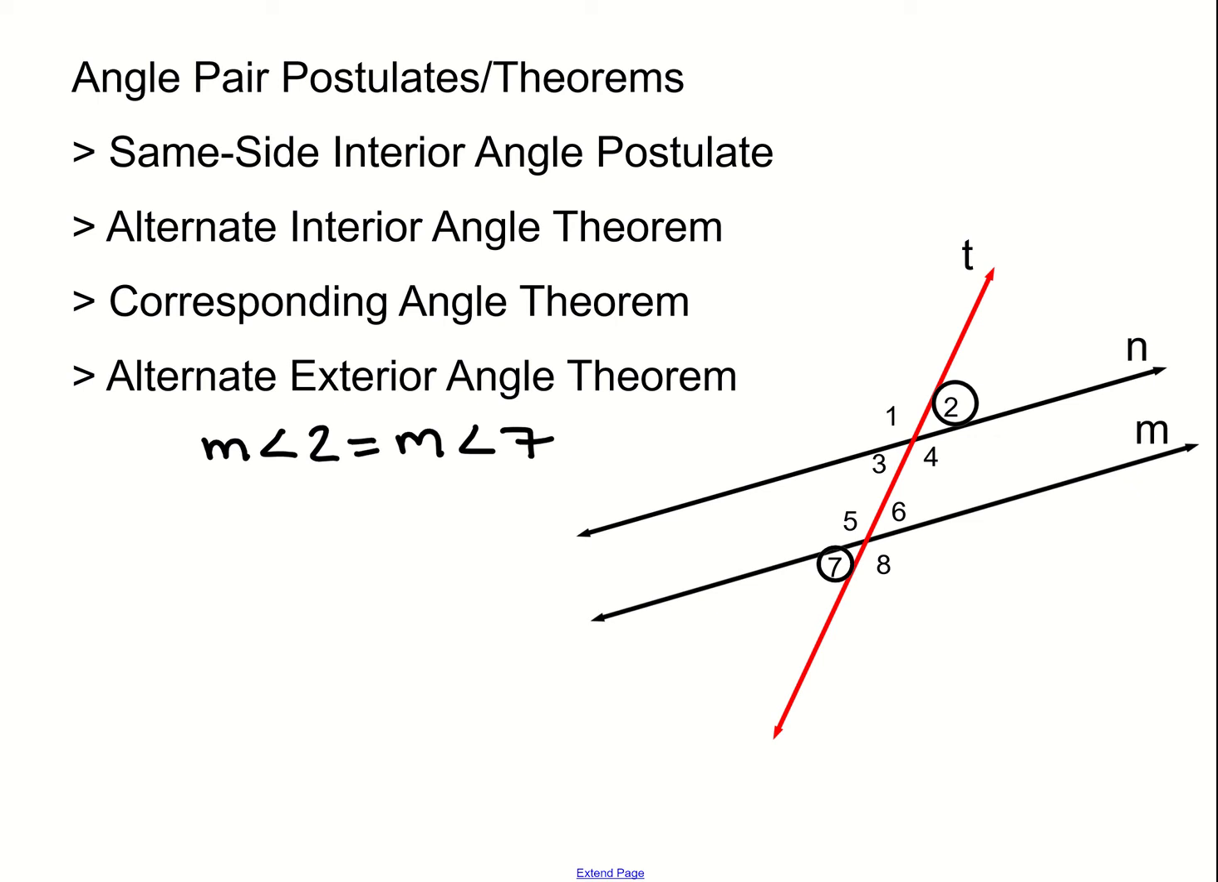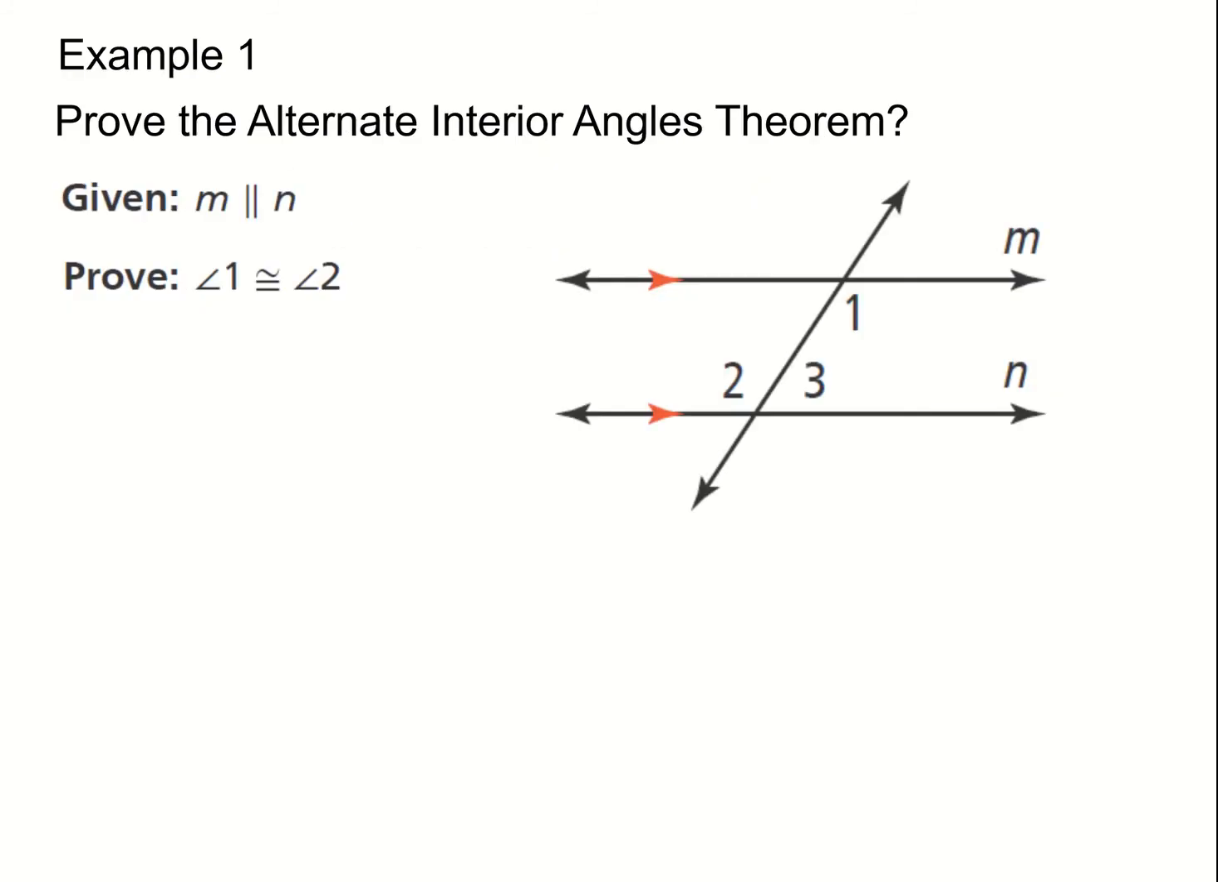The alternate exterior angle theorem will be something that you'll have to prove, but we will not do that in this video. You will do that as an exercise, but we will prove these other two. And it turns out we'll prove these using the same side interior angle postulate. An example would be angle 2 and angle 7, which are exterior, and so they're also congruent. Another example would be angle 1 and angle 8. Those are also congruent by the alternate exterior angle theorem.